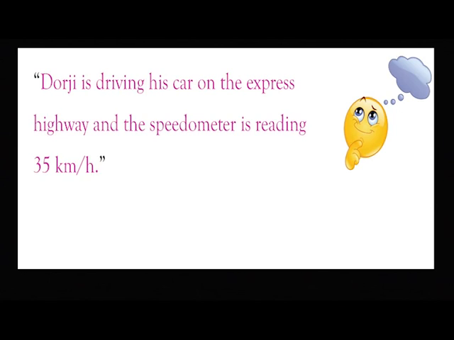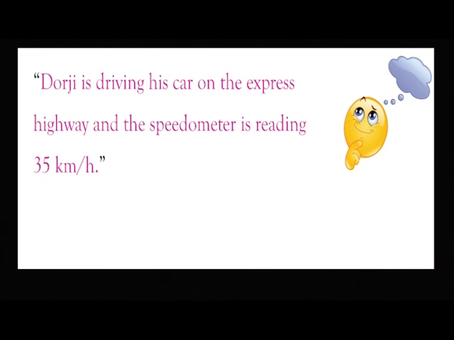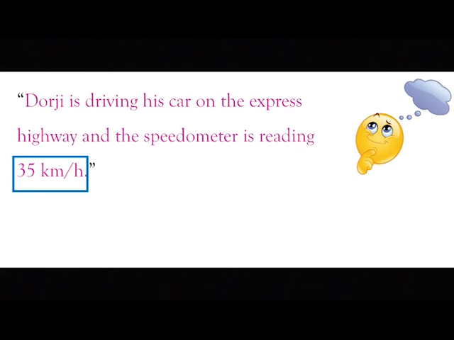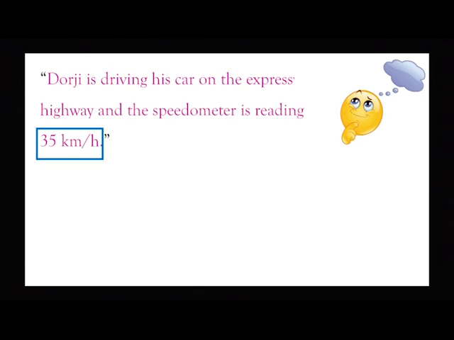For that, I want you all to read this sentence and understand it. Now in this sentence, there's one very important point. Can you guess which one is it? Alright, so it is 35 km per hour. If I read the sentence again, Doji is driving his car on the express highway and the speedometer is reading 35 km per hour. Now you can see so many words here, but in physics, this is the most important, 35 km per hour.